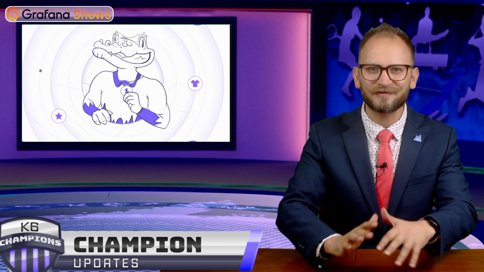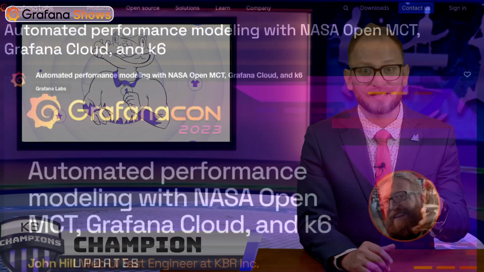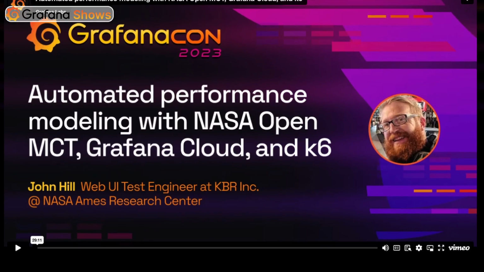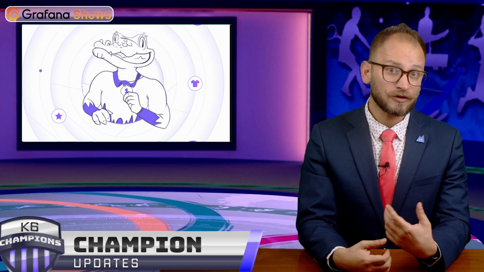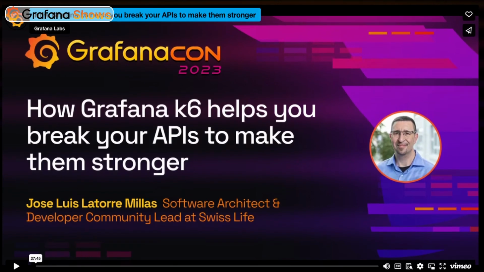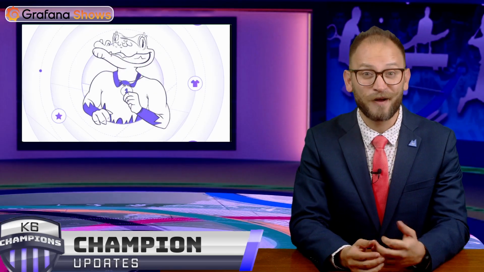And speaking of awesome things and incredible things done by the champions, we also have a lot of activities done by some of them. To start, John Hill and José Luis Latorre both presented at GrafanaCon 2023. John's talk was Automated Performance Testing with NASA OpenMCT, Grafana Cloud, and K6. While José Luis's talk title was How Grafana K6 Helps You Break Your APIs to Make Them Stronger. Awesome titles, right? But that's not all.